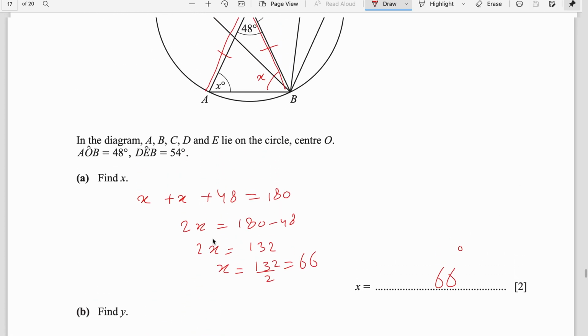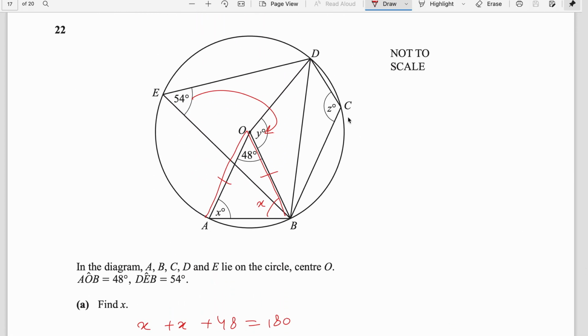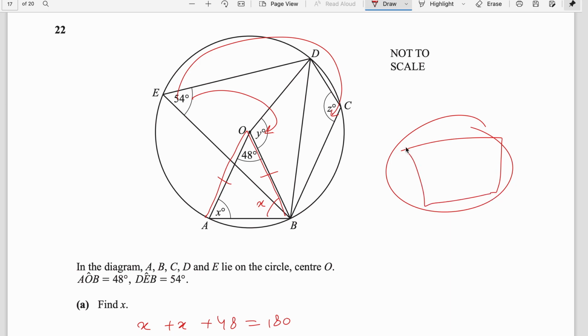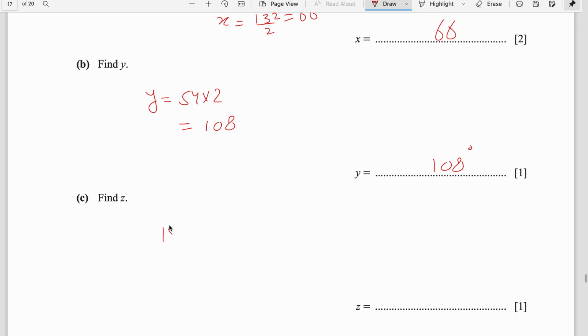Third part is find z. Where is this z? Okay. Now use these two and use the property of a cyclic quadrilateral: angles in opposite segments are supplementary. So 180 minus 54 is 126.